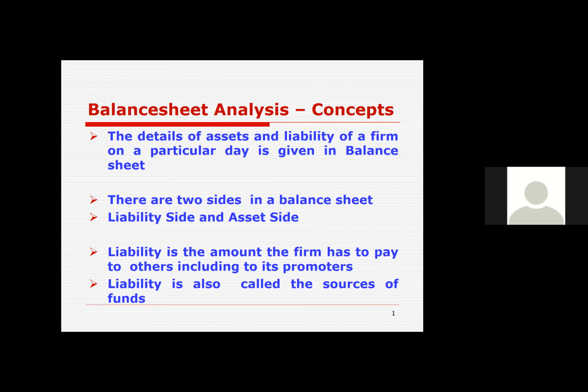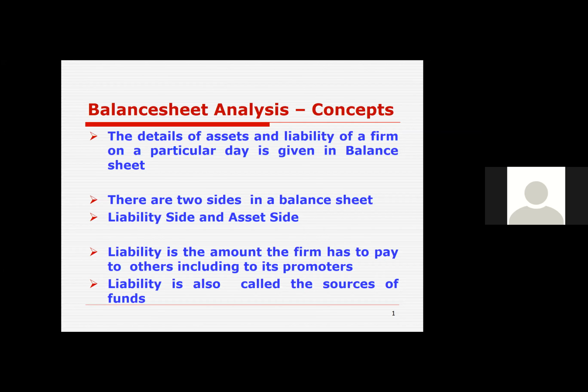The details of assets and liabilities of a firm on a particular day is given in the balance sheet. All of you are aware there are two sides of the balance sheet. The left hand side will be having the liabilities and the right hand side will be having the assets. So what is the liability? Liability is the amount the firm has to pay to others, including to its promoters. Promoters means the person who has started the business, he has brought some capital. Then while doing the business, he gets some surplus or profit. Everything has to be given back to the promoters. That is shown on the balance sheet as capital and reserves.